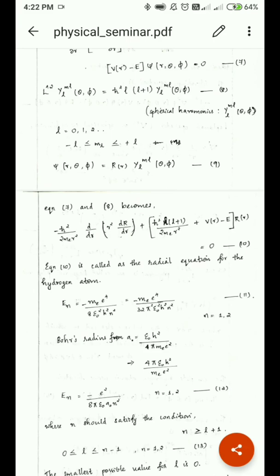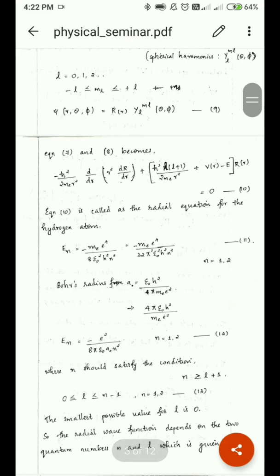So this energy must be quantized, as in the case of equation 11: En is equal to minus me e raised to 4 by 8 epsilon naught square h square n square, which is equal to minus me e raised to 4 by 32 pi square epsilon naught square h square n square, where n is equal to 1, 2, and so on.